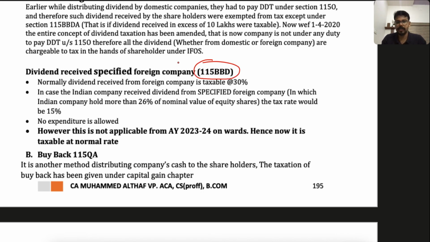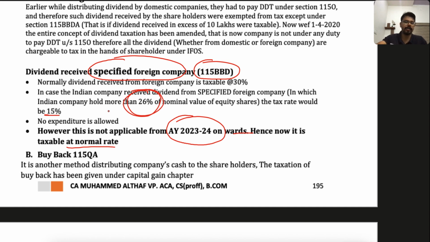Another important amendment is in 115BBD. That's a huge amendment. We had something called dividend taxation in case of a specified foreign company, that means a foreign company in which you have more than 26% of voting power, right? So it was taxable at 15% and no expenditure could be claimed. But this is not applicable from assessment year 2023-24 onwards. So it is now taxable at the normal rate. Even if you are getting a dividend from a specified foreign company, the rate of tax is exactly the same as applicable for other companies and other assessees. So there is no special rate for this dividend now.